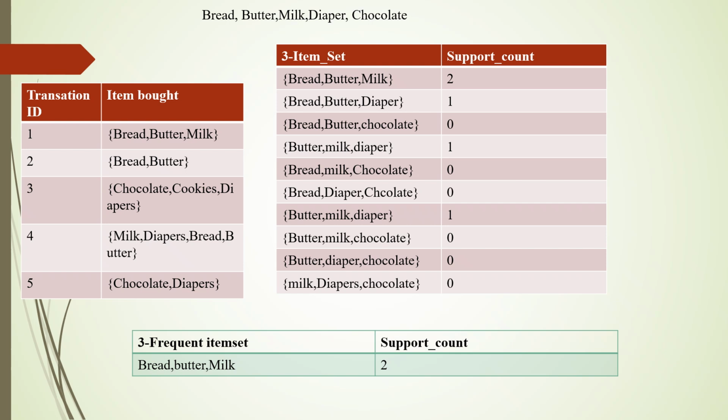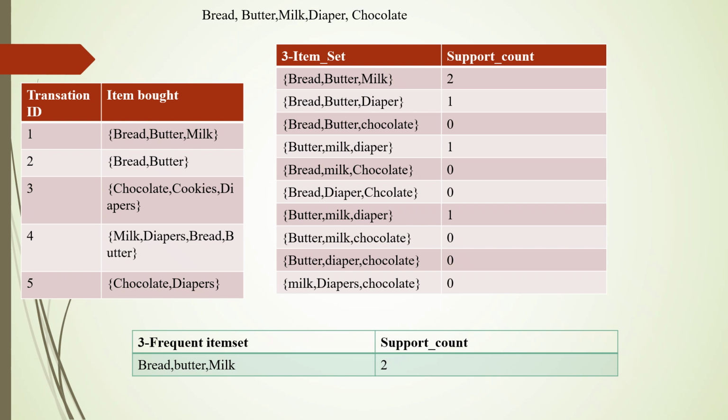After the third frequent item set, we need to generate the fourth frequent item set. Here the minimum support is 2, and the third frequent item set's support count is 2. So the fourth frequent item set is not possible. In our data set, it is impossible to find the fourth frequent item set. So we need to stop the condition.